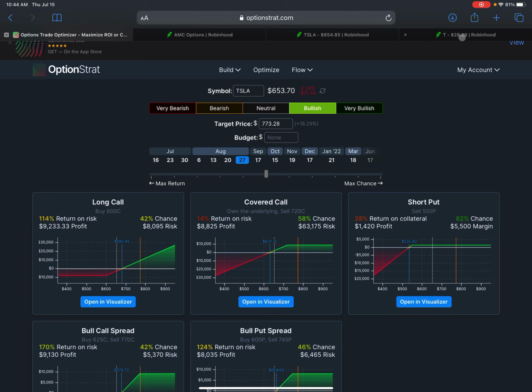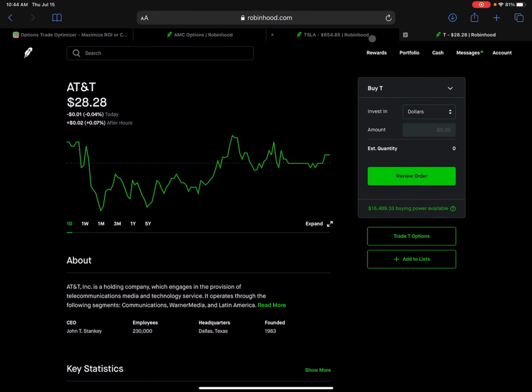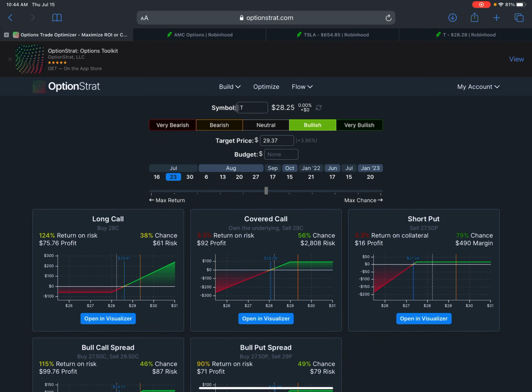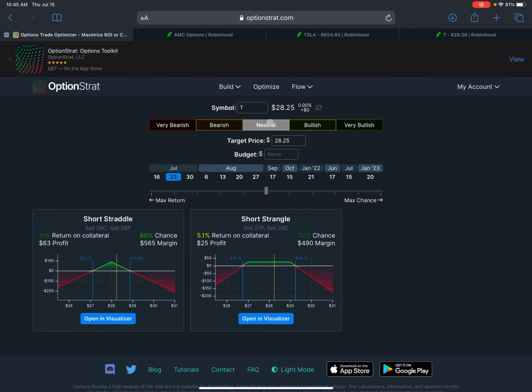I'm looking at the stock ticker AT&T, so ticker T. If we go back to our OptionStrat, we're going to type in T. Let's say we're neutral on AT&T. It gives you fewer options, but there are still options you can do for neutral stocks.